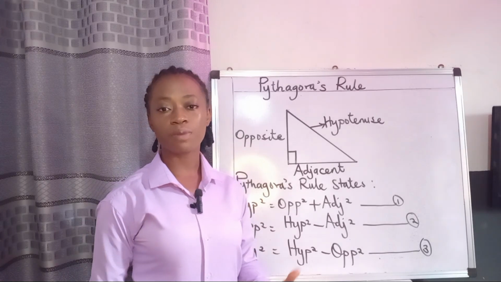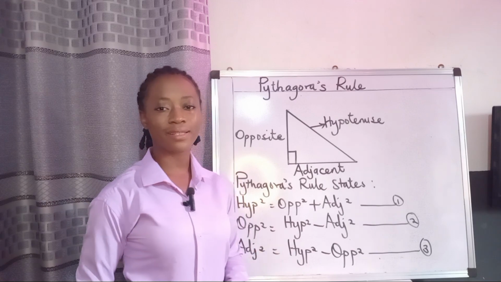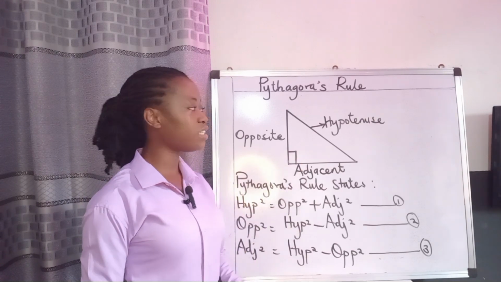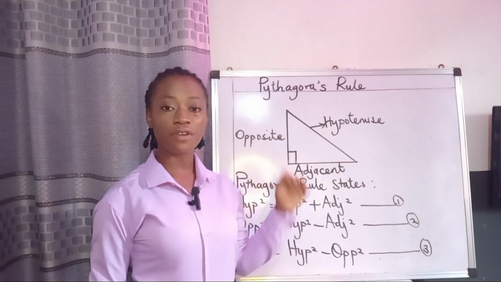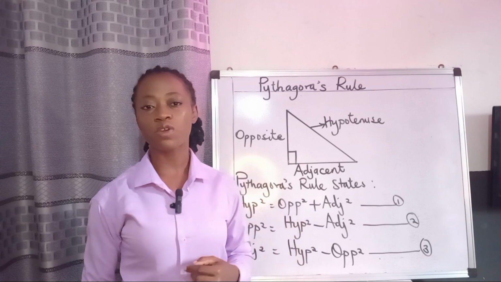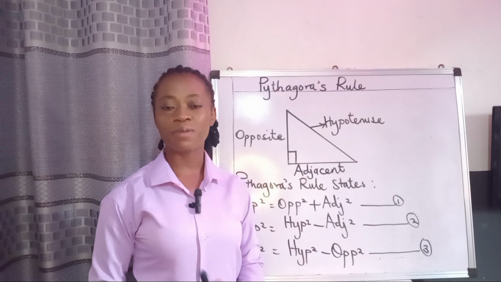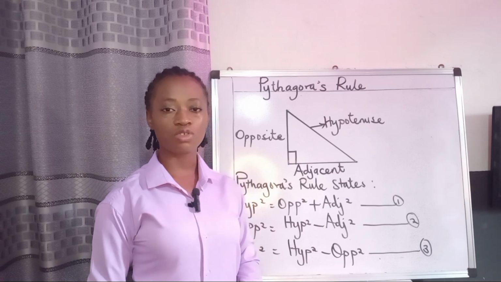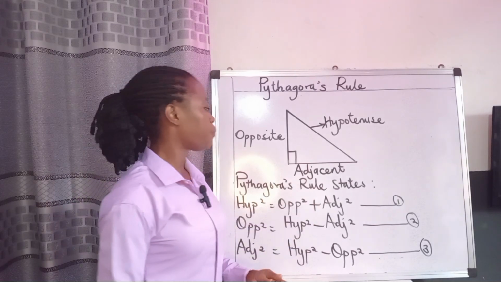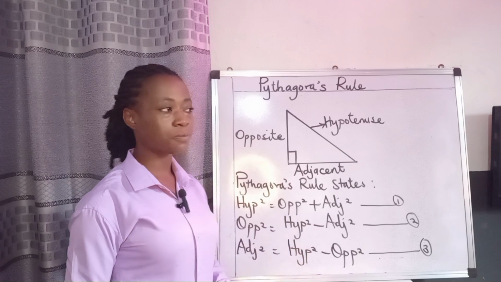Now, when you are looking for the perimeter of any other type of triangle, all you need to do is add up the three sides. But in the case of a right-angled triangle, when you're asked to find the perimeter and you have one of the sides missing, you have to first of all find the missing side before you'll be able to calculate the perimeter of that right-angled triangle. Hence the reason for this lesson today. So we'll be looking at how to find any of the missing sides of a right-angled triangle.